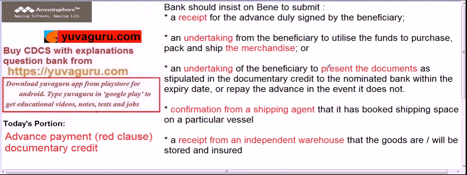Second undertaking is he will present the documents as per the terms and conditions of the LC and within the time limits. Many banks go on to a further extent, taking confirmation from the shipping agent that so and so ship has been booked as per the date, means before the latest shipment date. Also they go on to take a receipt from independent warehouse that goods are or will be stored and insured. Last two conditions are rare, but first three are normally used.